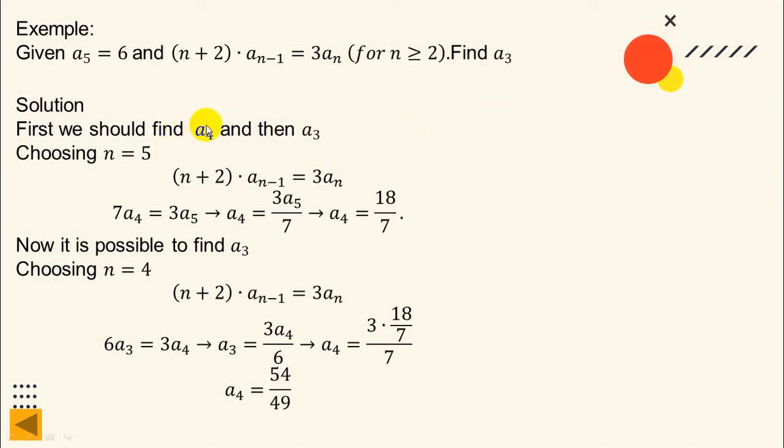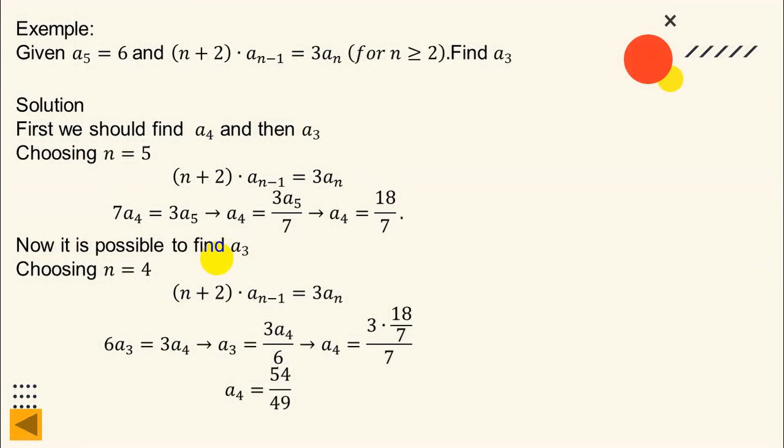And then why should we find the fourth term? We can see from this equation: this one a_n and then a_(n-1). We have the fifth term from here, right? So we need to find a4. So we can use n equal 5, and then we substitute into this formula, (n plus 2) times a_(n-1) equal 3 a_n. And then you simplify, and you will get a4 equal 18 over 7. Now you can find a3, the third term, I mean.